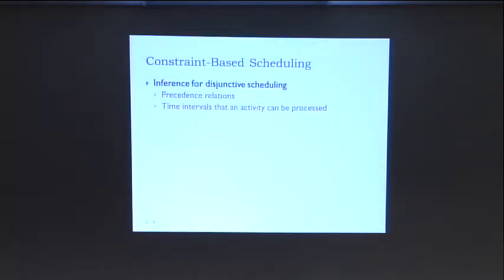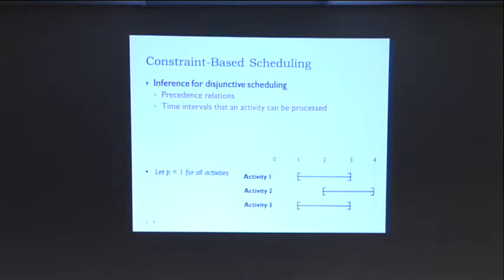Now here we are interested in developing inference techniques for disjunctive scheduling. So what types of inference do we want? We want two main types. First, we want to deduce precedence relations between activities. And second, we want to reduce the time intervals in which activities need to be processed. And this will, of course, reduce our search space.